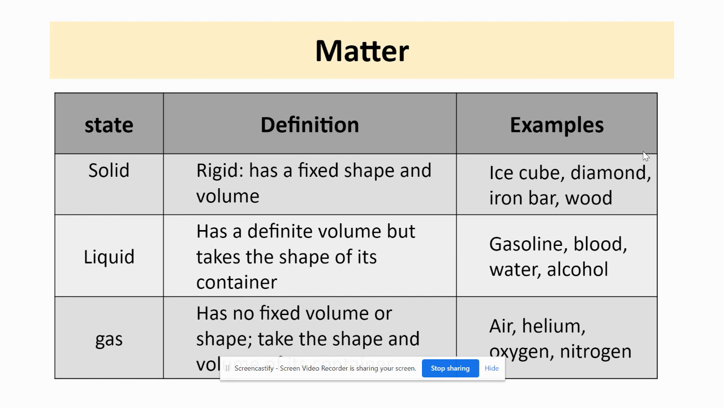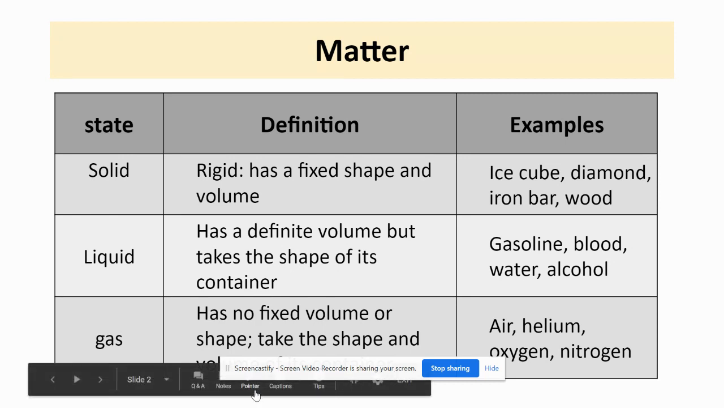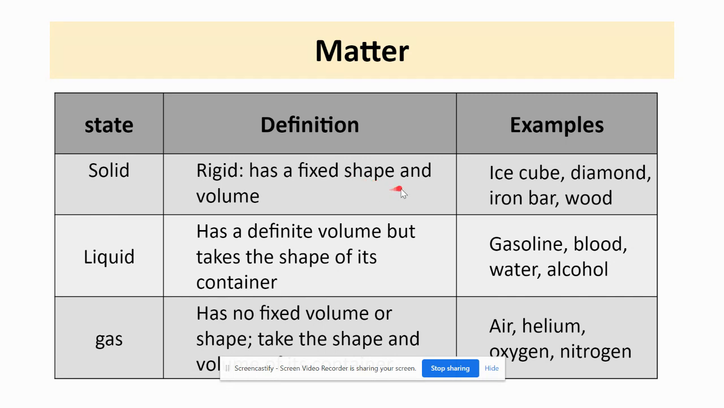Solid, by definition, is something that is rigid. It has a fixed shape. Examples are something like an ice cube or diamond. And then the second state of matter is liquid. Liquid is anything that has definite volume, but it takes the shape of its container.